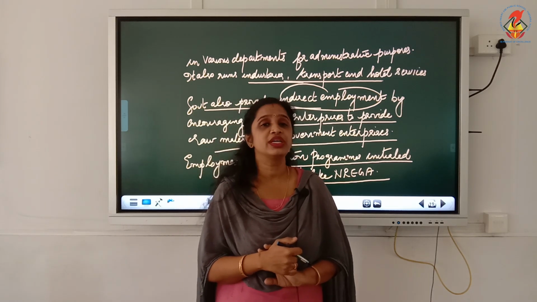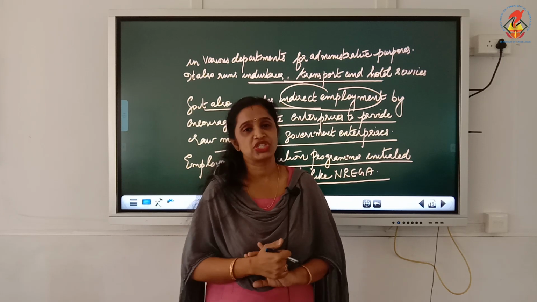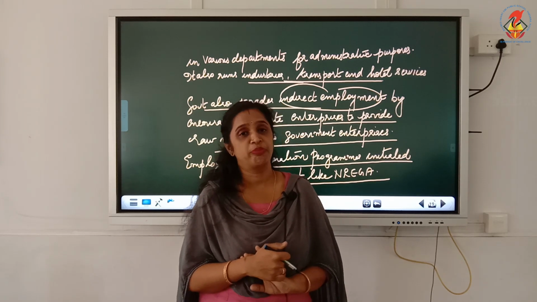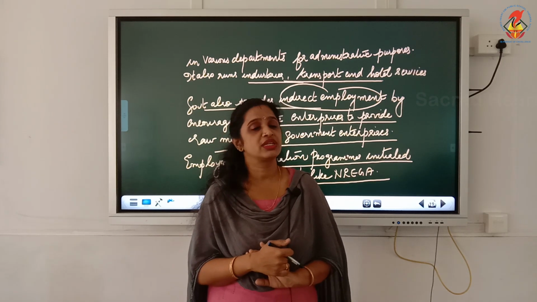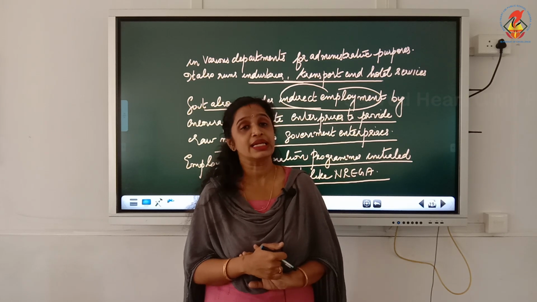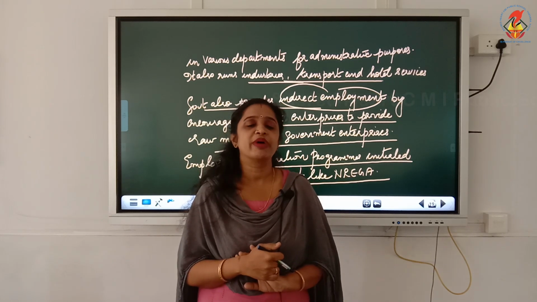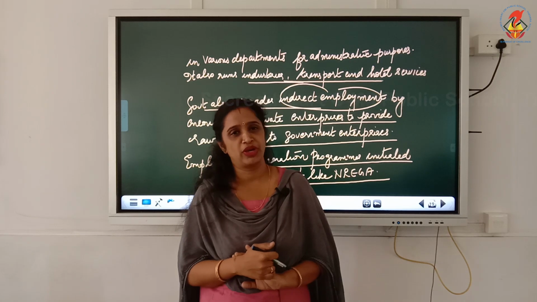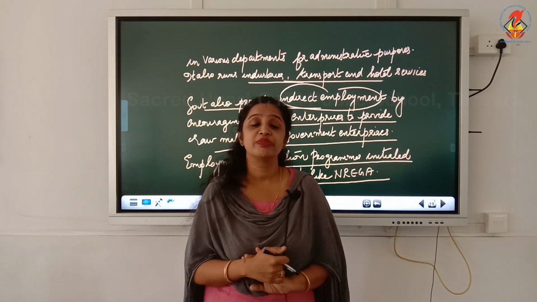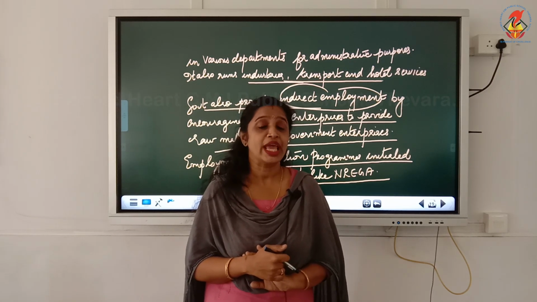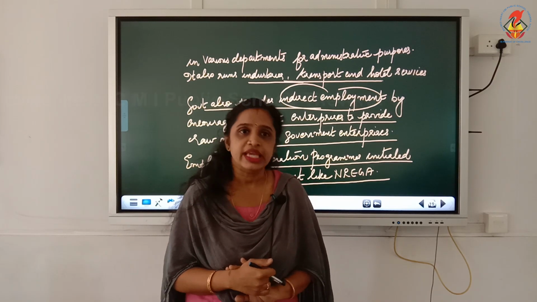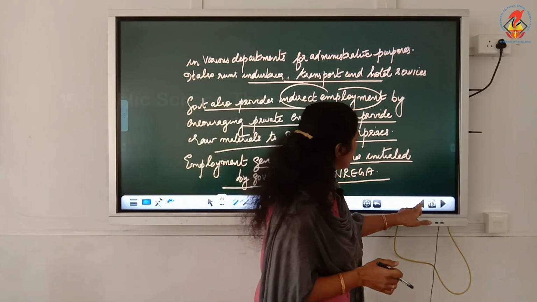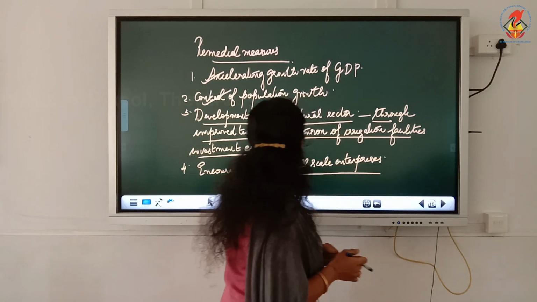The government should take remedial measures to eliminate the problem of unemployment. The two major measures the government can take are providing direct employment and providing indirect employment. Along with that, the government should also introduce many employment generation schemes. So these are the remedial measures to solve the problem of unemployment.